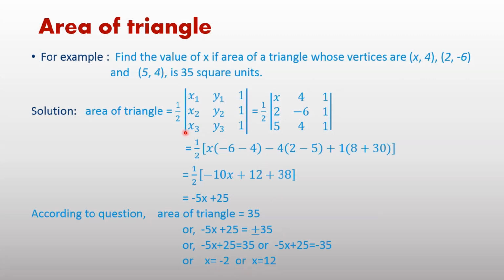In this pattern, the first part you have covered. By using the formula we can find the area. If the area of the triangle is already given, the area of the triangle you consider as mod of x. In place of x write mod of minus 5x plus 25 equals 35, or minus 5x plus 25 equals plus minus 35. Solve and find the value.